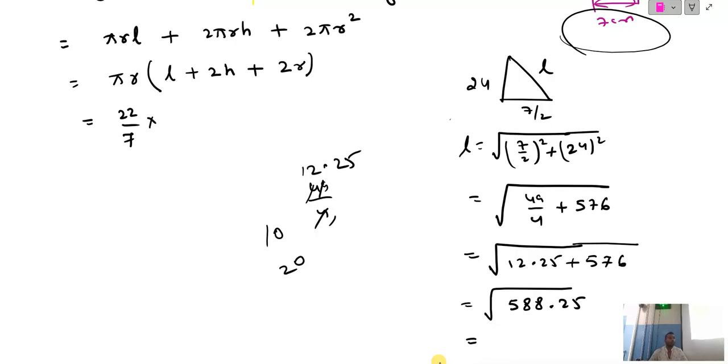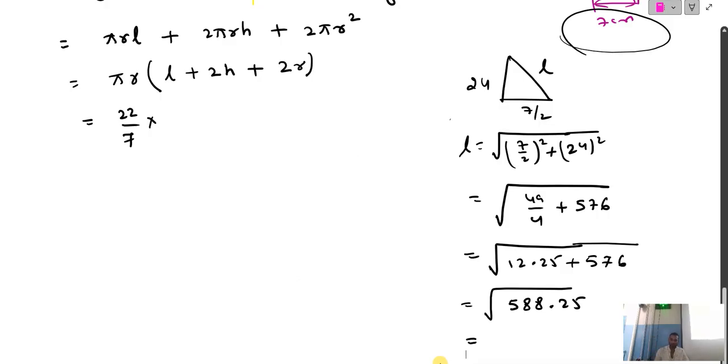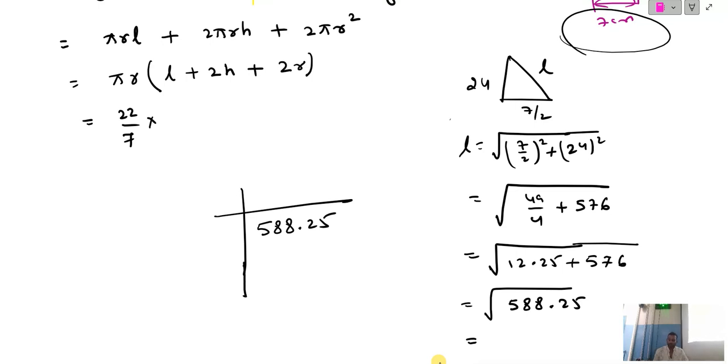Now what is the square root of 588.25? Do you know how to calculate it? No, we don't know. Am I right? I'll teach you the trick to find the square root. Observe. I'll write 588.25 as it is, and put the margins like this. Now, before the decimal point, see only the value before the point.